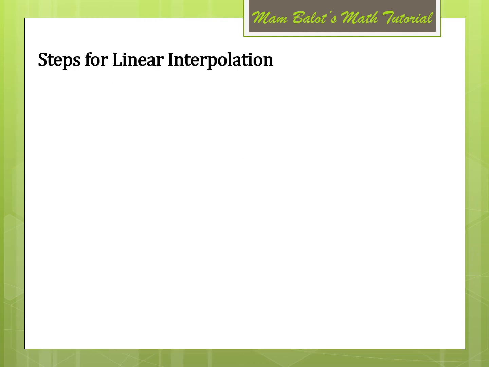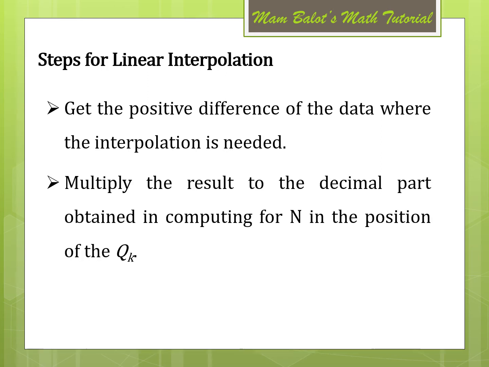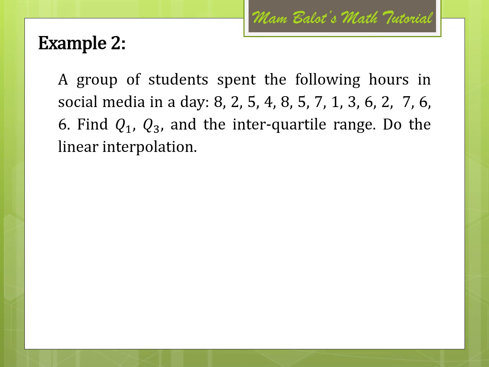So we have here the different steps. First, you have to get the positive difference of the data where the interpolation is needed. Next is to multiply the result to the decimal part obtained in computing for n in the position of the q sub k. And then we have to add the result to the smaller number where the interpolation takes place. And that would be now the result of our q sub k. So let's have an example.